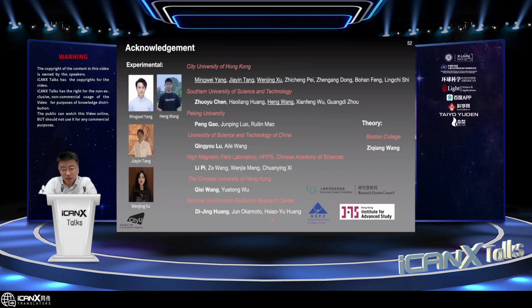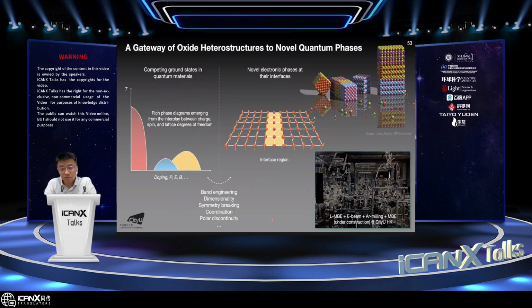And just as a very short advertisement, at the City University of Hong Kong, our group focuses on bringing oxide interfaces or oxide heterostructures into the study of very fundamental problems or questions of condensed matter physics. We are hoping to find emergent states at oxide heterostructures. And with that, and a very beautiful video about our department, let me stop here.